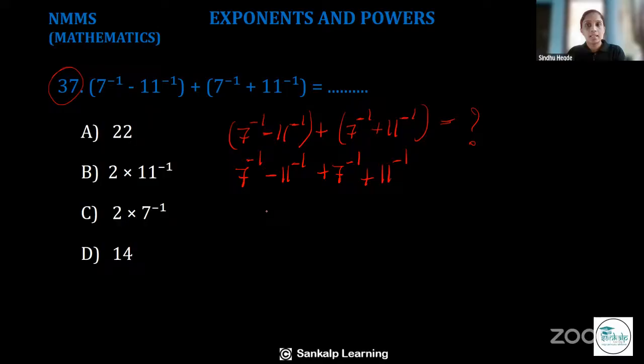See here, before finding their inverse, we can easily cancel the terms. This is minus 11 raised to minus 1. This is plus 11 raised to minus 1. So write the terms one by one or rearrange and write it as 7 raised to minus 1 plus 7 raised to minus 1 minus 11 raised to minus 1 plus 11 raised to minus 1.